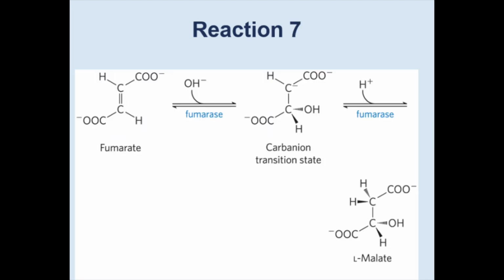In reaction 7 of the citric acid cycle, fumarate is converted to a carbanion transition state before its conversion to L-malate. This is done by the stereospecific enzyme fumarase. Hydration occurs during this reaction with the addition of a hydroxyl group and hydrogen ion. This is a reversible reaction.